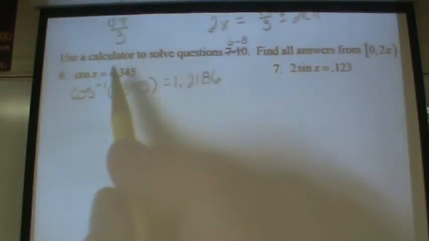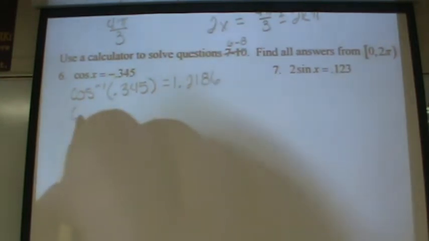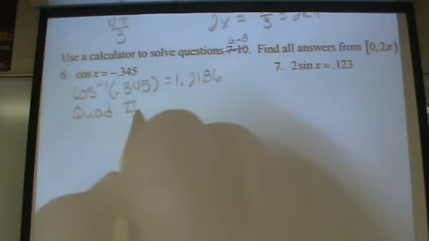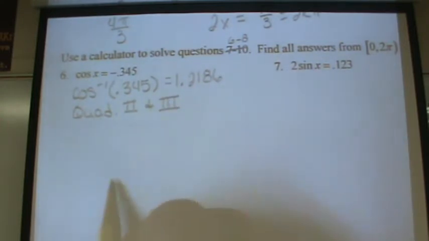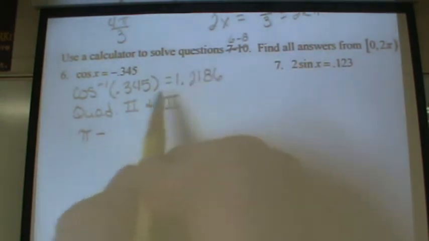Now we're going to use that angle to find where cosine is negative. So cosine is negative in quadrants 2 and 3. So to find our 2nd quadrant, we're going to take pi minus the value that we found here.